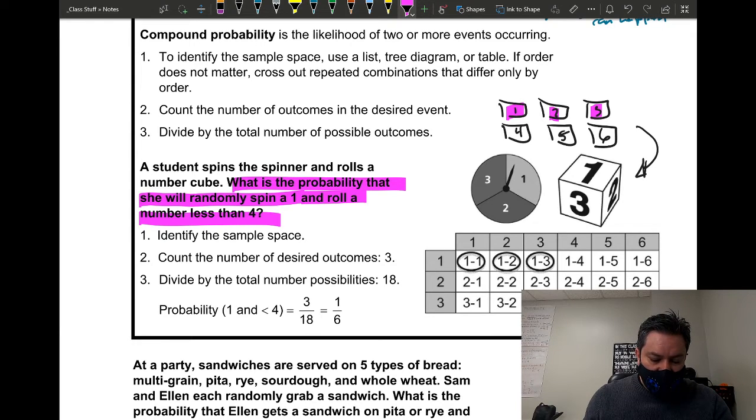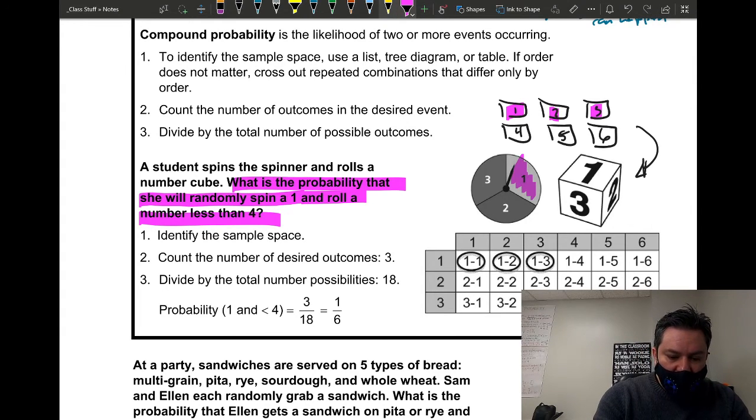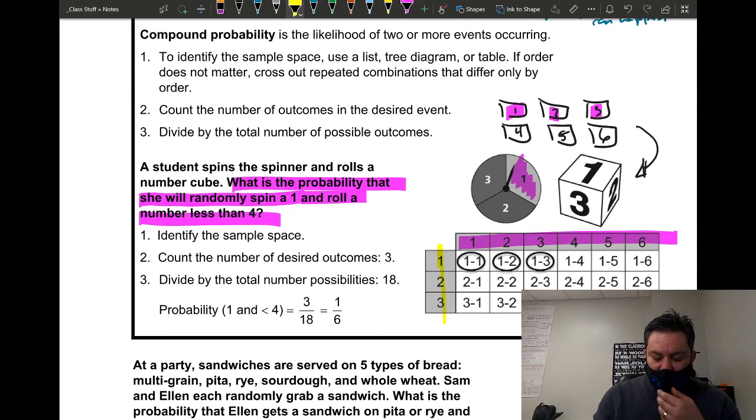And it says to roll and spin a number 1. So we're looking for these possible scenarios: getting a 1 and rolling a number less than 4. So she created a table, and the top is going to be the dice and the side is going to be the spinner, because there are only 3 possibilities for the spinner and 6 possibilities for the dice.